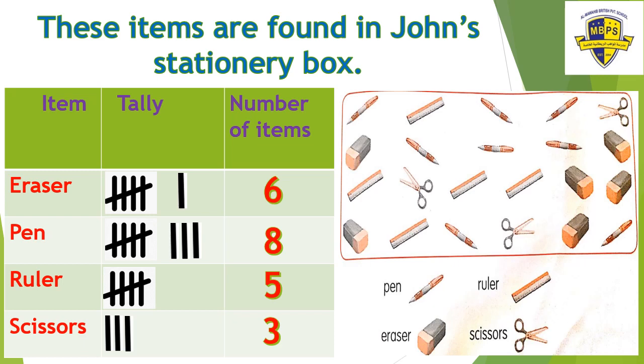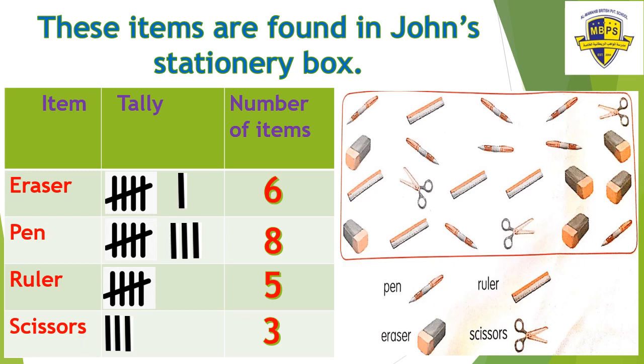Okay? Now, let's count the erasers first. How many erasers are there? Let's count. Okay? 1, 2, 3, 4. The 5th line will go across and we have one more eraser. So we are going to draw one line more. So how many erasers are there? Very good. We have 6 erasers. Okay, we are going to cut out the erasers from the picture that you see. Let's go to the next one.